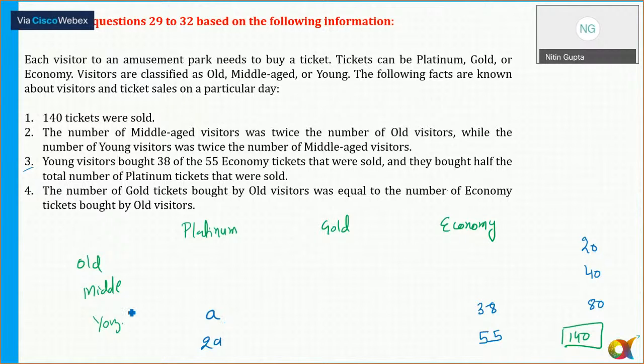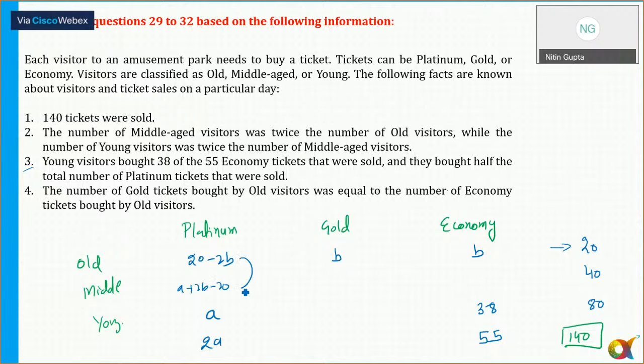Now the number of gold tickets bought by old visitors was equal to the number of economy tickets bought by old visitors. Let's say the number of economy tickets for old visitors is B. So the number of gold tickets by old visitors is also B. This first row is equal to 20, so platinum will be 20 minus 2B. The column of platinum has to sum to 2A, so this will be A plus 2B minus 20.